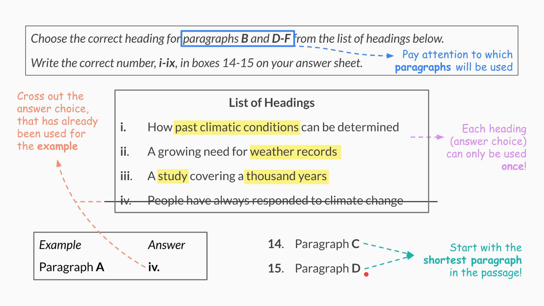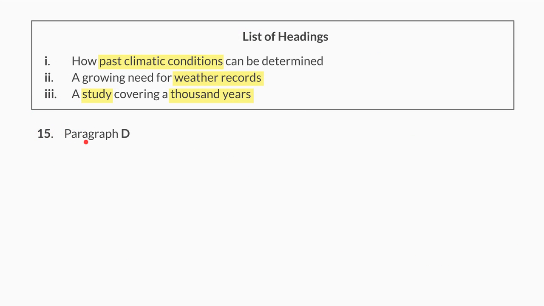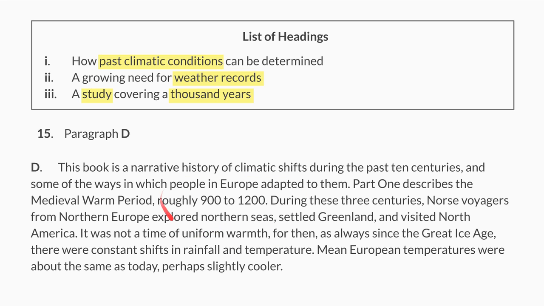So let's go ahead and start to answer these questions. I'm going to start off by first answering question number 15, since that has the shortest paragraph. So here is our question number 15, paragraph D, and here is our paragraph D. So here we have the paragraph, and we basically have to find out which answer choice out of these 3 answer choices is going to be the best fit for this paragraph. So remember, what are we going to do? Can you guess? What is the first thing that we're going to do?